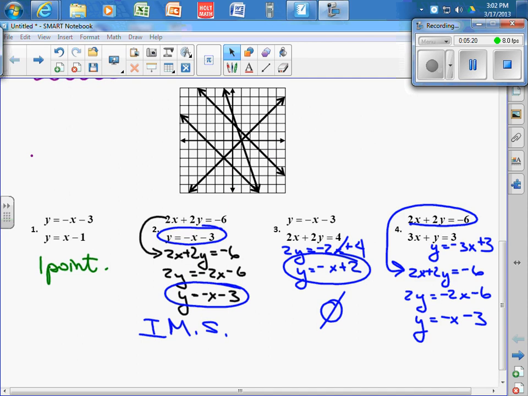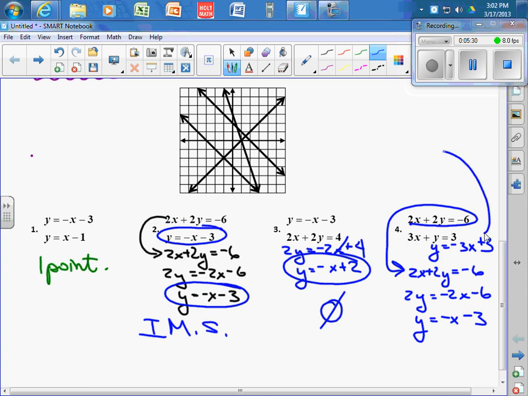And then the last example we have, let's take the second equation first. We have 3x plus y is equal to 3. And solving for y, we get y is equal to negative x plus 3. That is that line right there. And y is equal to negative x minus 3.